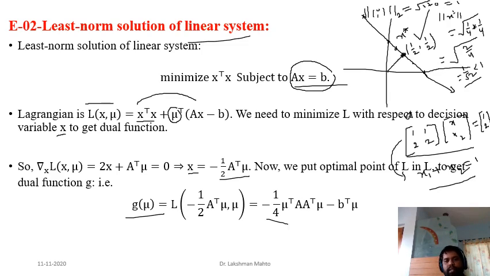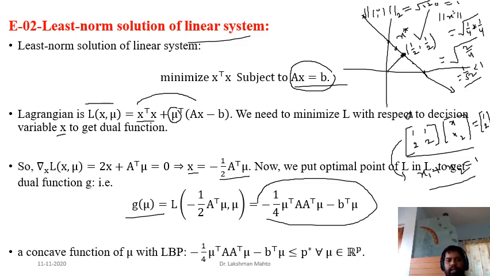What is the Lagrange dual function? It is a function in terms of mu and is quadratic in nature, a very nice function. Mu is involved with respect to the equality constraint, so it is an unconstrained dual variable. This optimization problem has been reduced to maximizing this dual function. We don't have any constraint over this quadratic function, so mu can take any value.